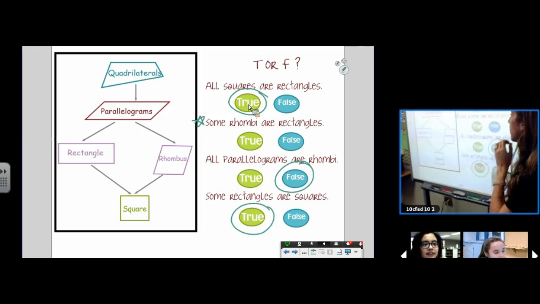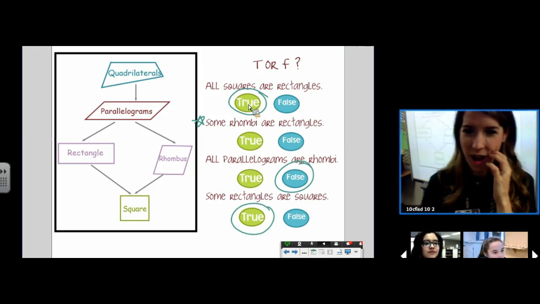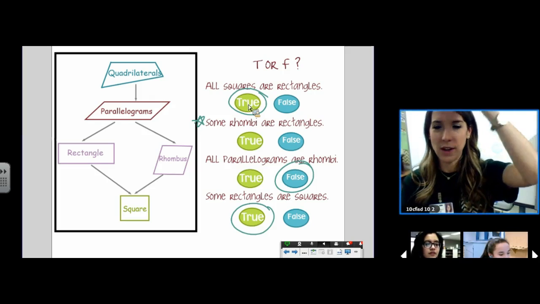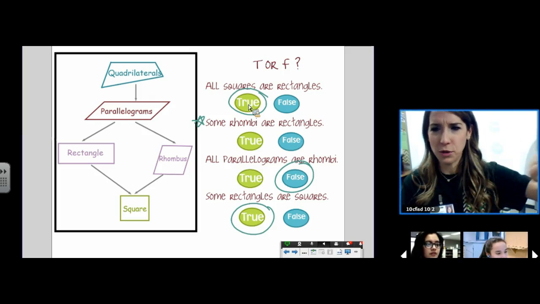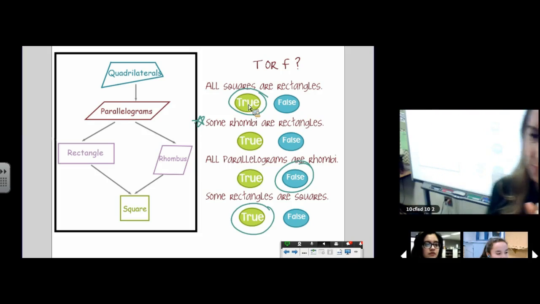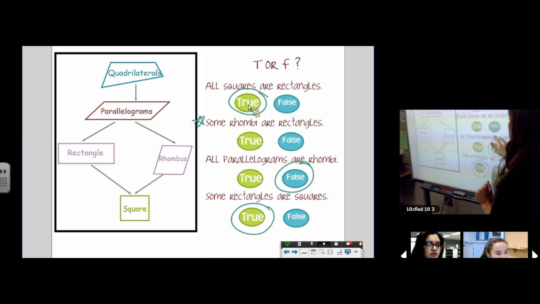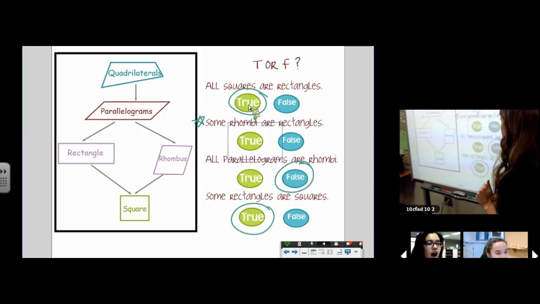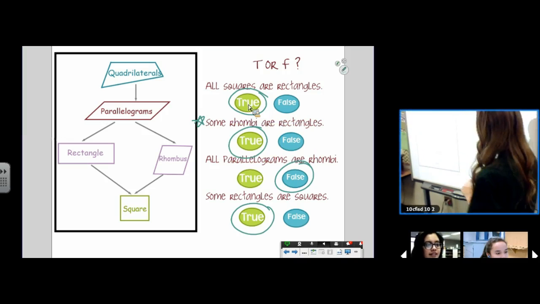Okay, what about this one? Some rhombi are rectangles. I taught you how to go up the family tree and how to go down the family tree, but I never told you what happens when you try to go sideways. True or false? The answer is, it's not false. It is true. Let's talk about it.